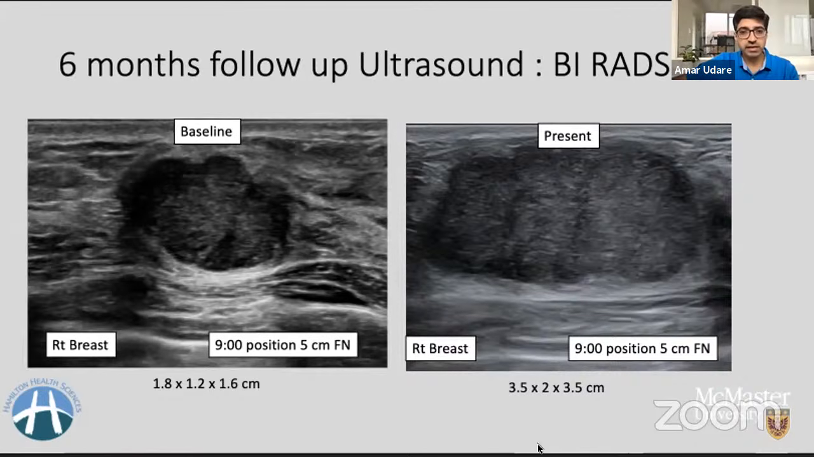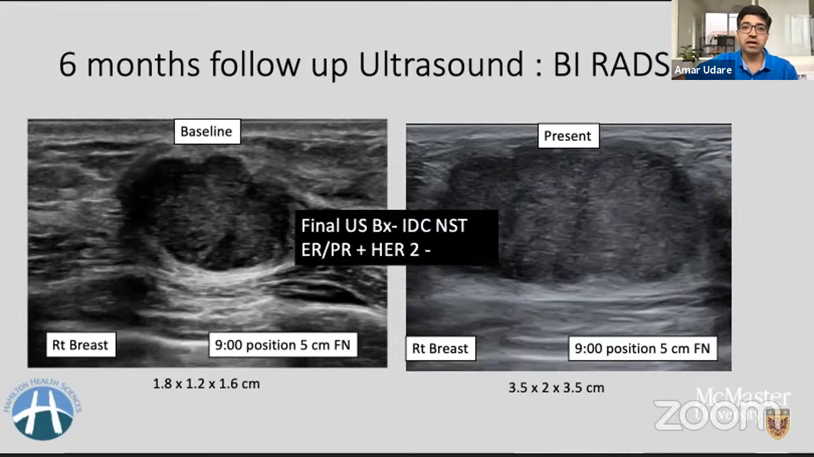So in this case, the lesion enlarged in 6 months, so we decided to go ahead and biopsy, and the final diagnosis in this case turned out to be invasive ductal carcinoma, no special type, which was ER/PR positive and HER2 negative. So this is the exact reason why we have BI-RADS 3 categories. Sometimes early cancers can appear quite circumscribed.